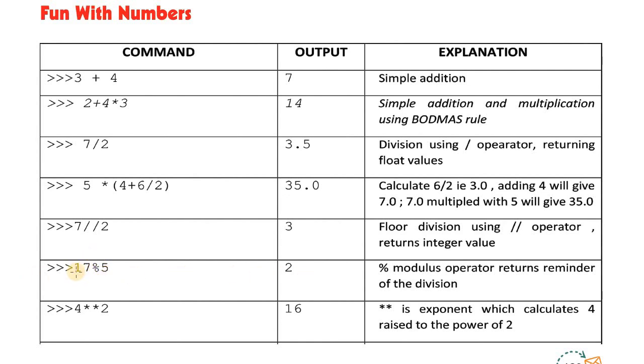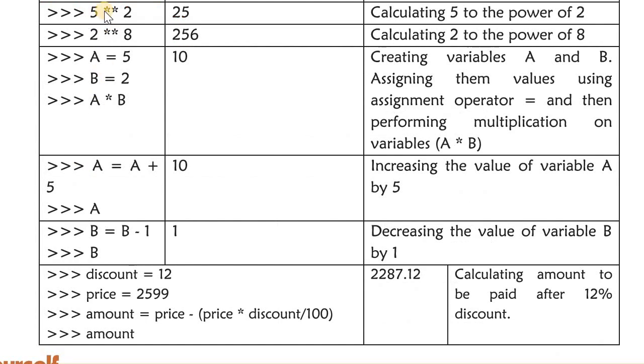So 17 percent sign 5 basically means you have to find the value of the remainder, which is 2 in this case. Now for 2 stars, 2 stars means exponent, important. So 4 to the power 2 is 4 into 4, which is 16. Next, 5 2 star 2 is 5 to the power 2, which is 25. Next, 2 to the power 8, you can easily calculate, the value is 256.